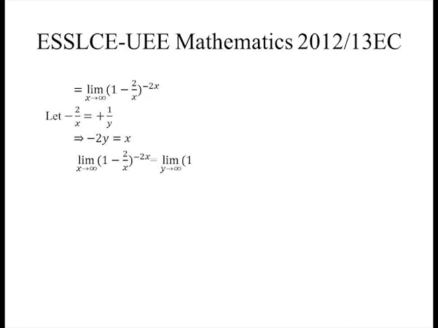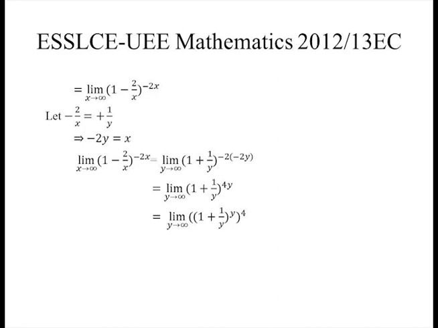We substitute negative 2 over x by plus 1 over y. The whole power of negative 2 times x means negative 2y, as y approaches infinity, which is equal to the limit of (1 plus 1 over y) to the power of negative 2 times negative 2y, which means 4y, as y approaches infinity. This power can be rewritten as the limit of ((1 plus 1 over y) to the power of y) to the power of 4, as y approaches infinity.